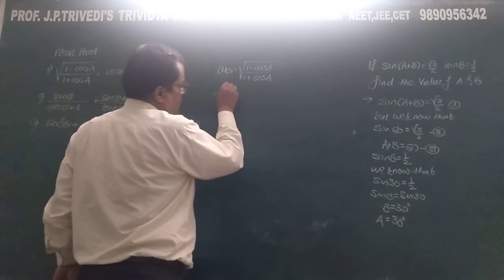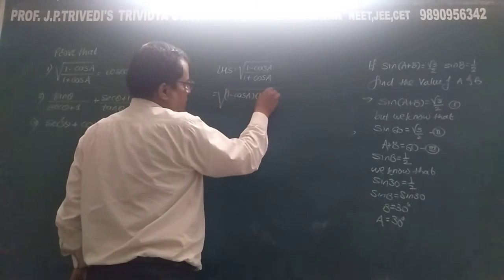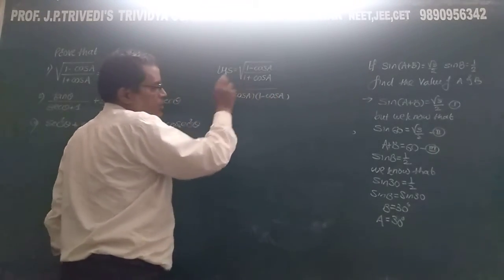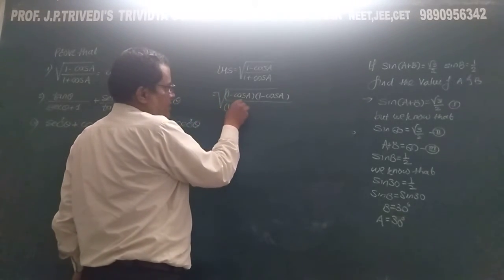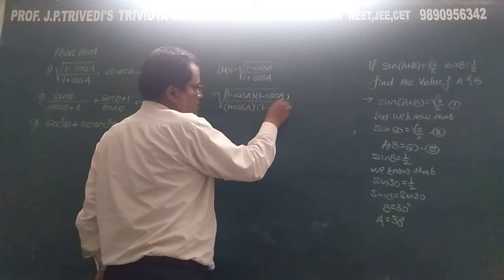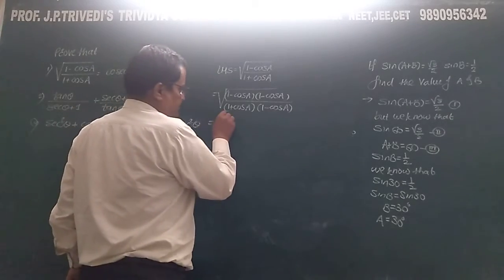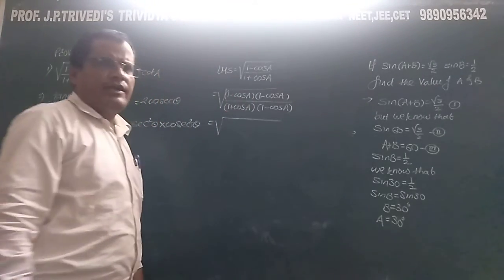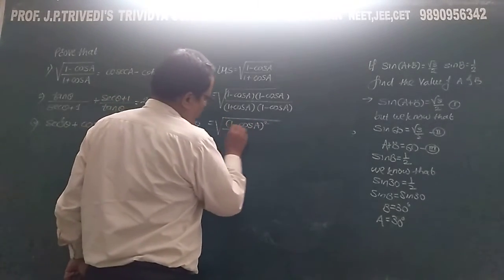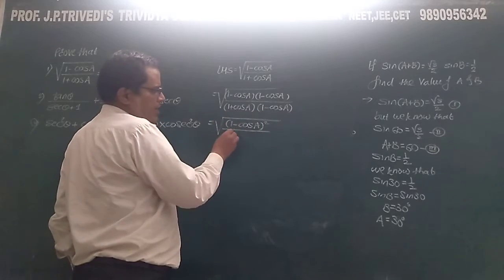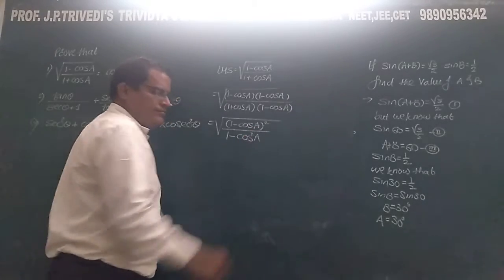So multiply and divide by 1 minus cos A. The conjugate pair of 1 plus cos A is 1 minus cos A. Divided by 1 plus cos A into 1 minus cos A. Have you understood this? Now, 1 minus cos A into 1 minus cos A is (1 minus cos A) whole square, divided by A plus B into A minus B, that is A square minus B square, that is 1 minus cos square.